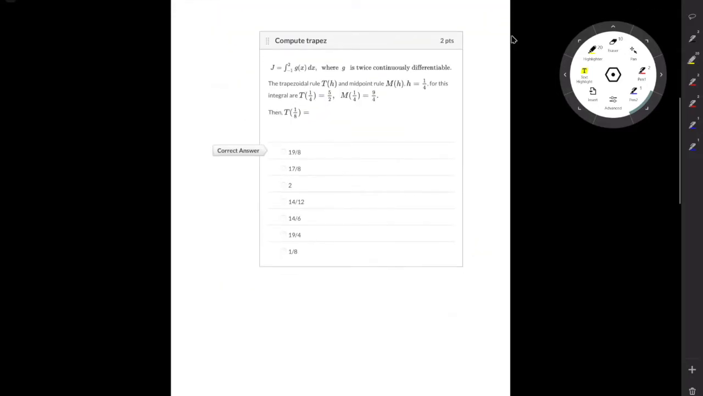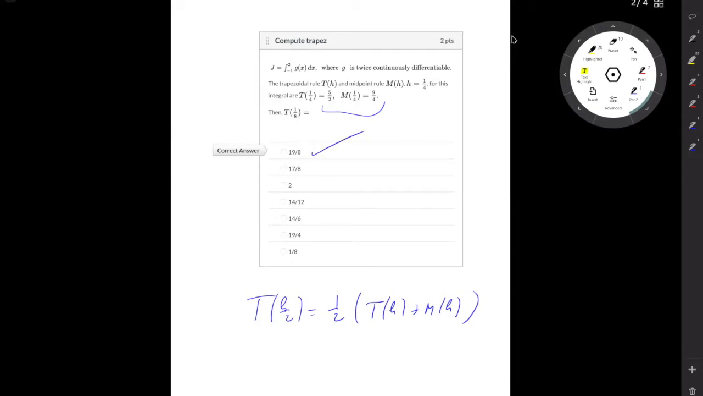Going on to the next one, this was really just using the fact that T of h over 2 equals 1/2 of T of h plus M of h. And so since we know what T of 1/4 and M of 1/4 is, we know that this has to be the average of these two values here. And admittedly, that requires a bit of fractional work, but the answer is 19/8.